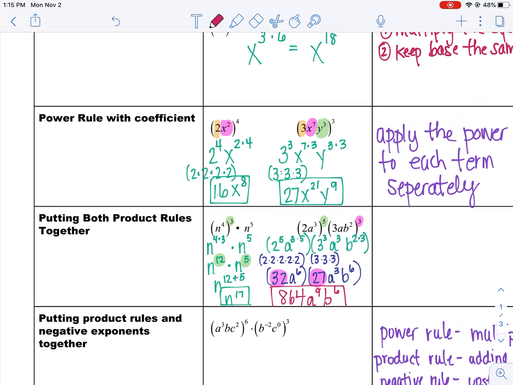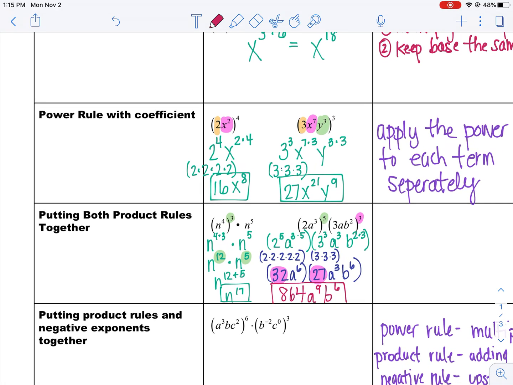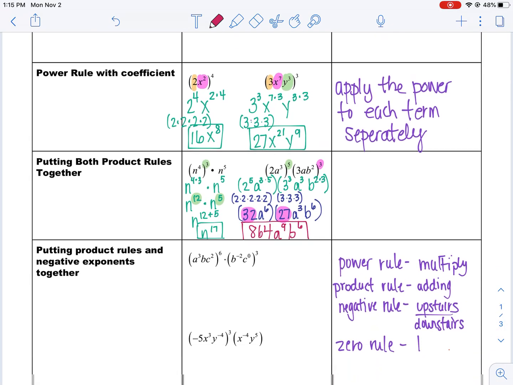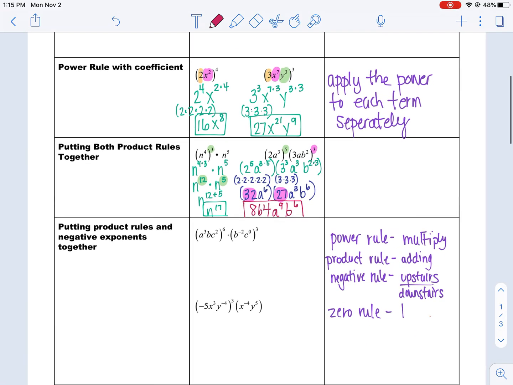The next step we're going to do is put all our rules together. So I've made you a list with kind of shortcut reminders. They are in no particular order. So again, the power rule means to multiply. The product rule means to add.